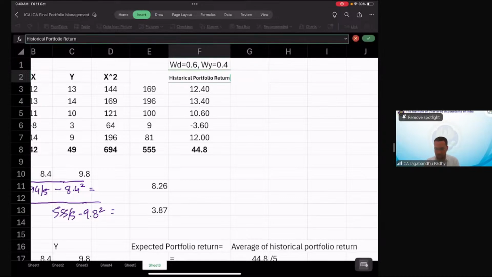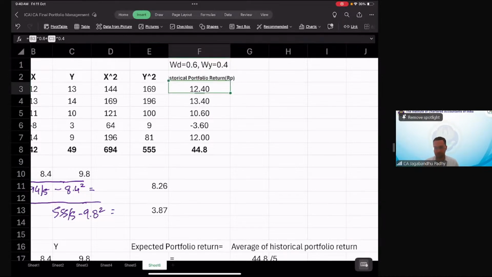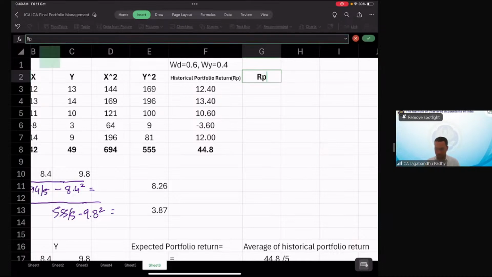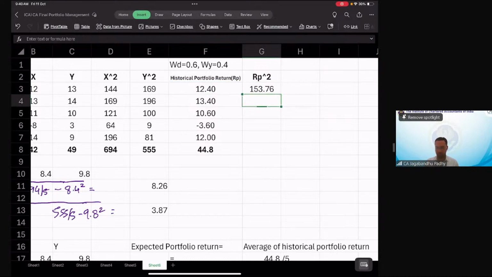Let's name this as return of portfolio. Now to calculate the standard deviation of the portfolio, we need to take the square of this term, right? So let us take return of portfolio square. We can simply multiply it, right? Then you can check it is 602.64.